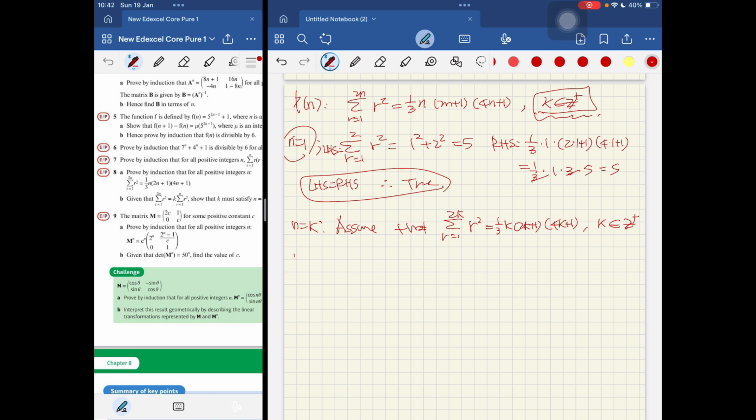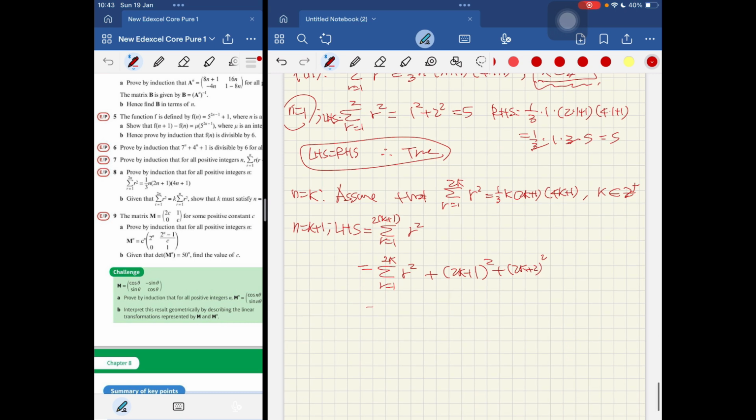And when n equals k plus 1, LHS: the sum from r equals 1 to 2k plus 1 of r squared becomes the sum from 1 to 2k of r squared, plus (2k plus 1) squared, plus (2k plus 2) squared. So 1 over 3 k(2k plus 1)(4k plus 1), plus (2k plus 1) squared, plus (2k plus 2) squared, which is 4 times (k plus 1) squared.